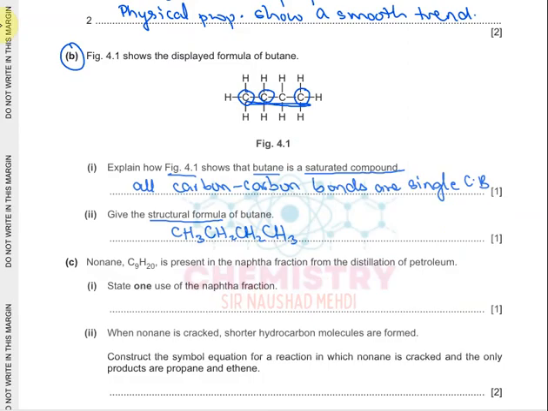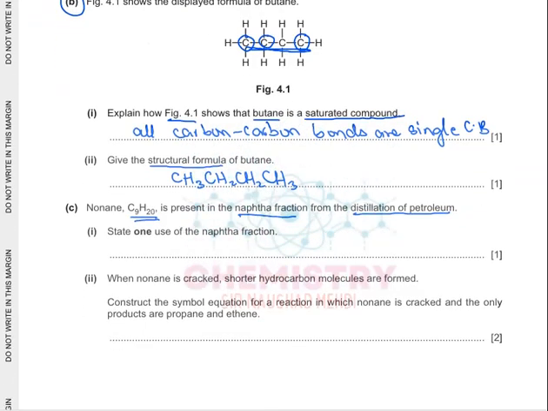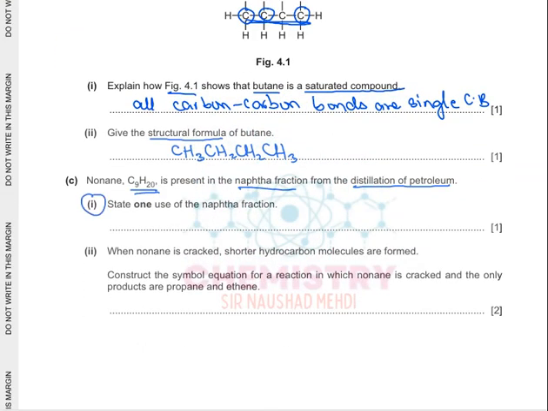In the next part, it is saying that nonane, C9H20, is present in the naphtha fraction in the distillation of petroleum. So this question is from the fractional distillation of crude oil. State one use of the naphtha fraction. It's very simple: the naphtha fraction is used as a chemical feedstock for the preparation of different chemicals in the industry. So you can use naphtha as a raw material for making different chemicals.